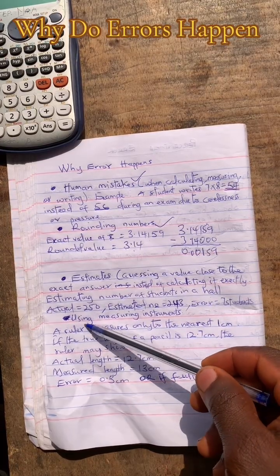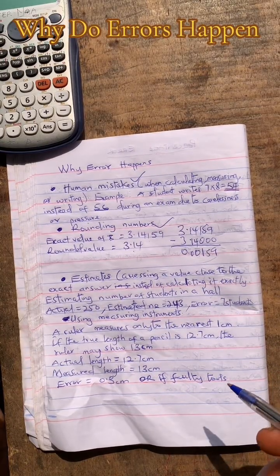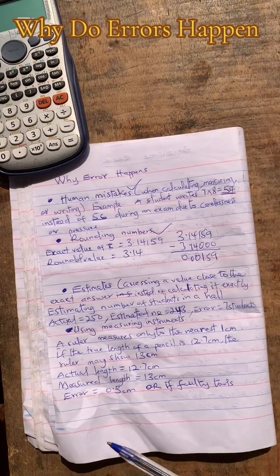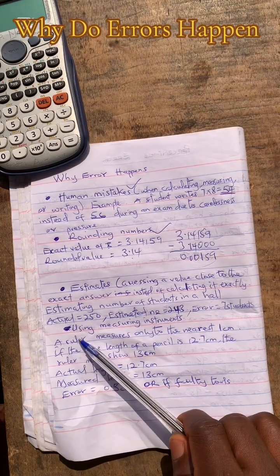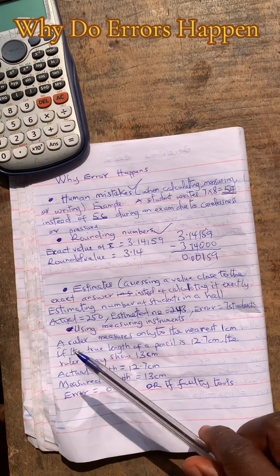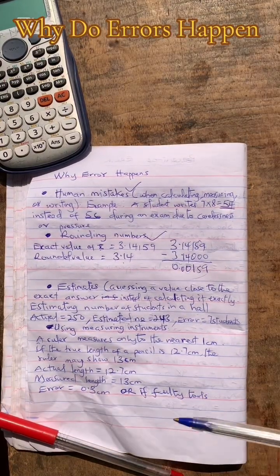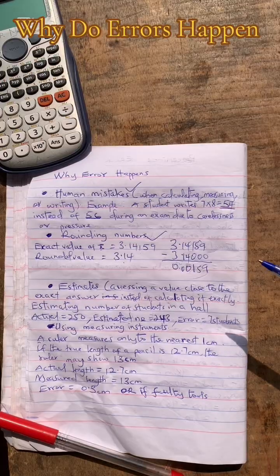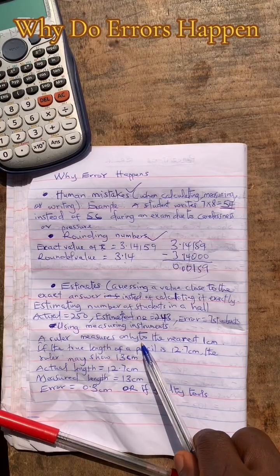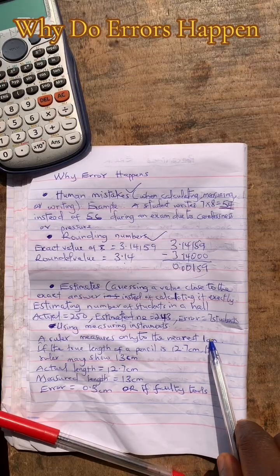Again, using measuring instruments. What does it mean by using measuring instruments in terms of making errors? Some measuring instruments are faulty, some are even faded, so you cannot see the calibrations on them. Rulers, tape measures, and so on. For example, a ruler measures only to the nearest 1 centimeter. You have to note this.